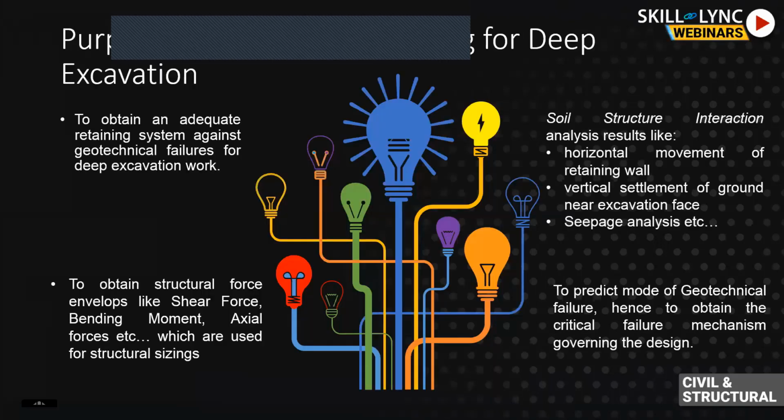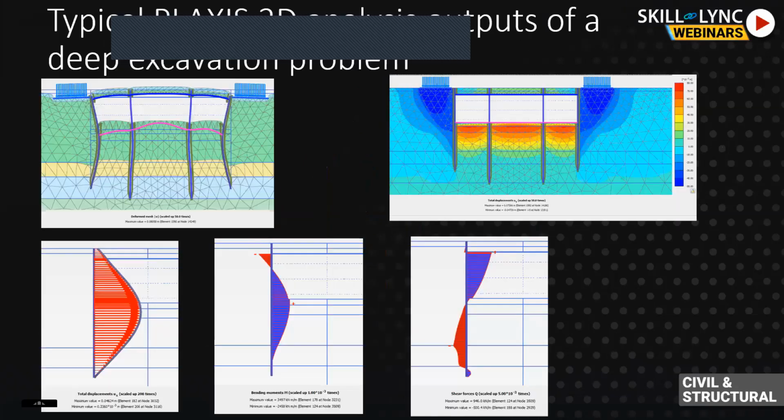So the purpose of numerical modeling is to obtain an adequate retaining wall system against geotechnical failure, then to obtain structural forces like shear forces, bending moment and axial forces, which are again used for structural sizing of struts or even the retaining wall. Soil structure interaction results like horizontal wall movement of the retaining wall, vertical settlement around the ground, seepage analysis, etc. Then lastly, to predict the mode of geotechnical failure, hence to obtain the critical failure mechanism governing the design. Here are some pictures of Plaxis analysis which was performed.